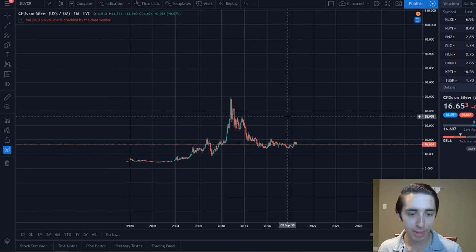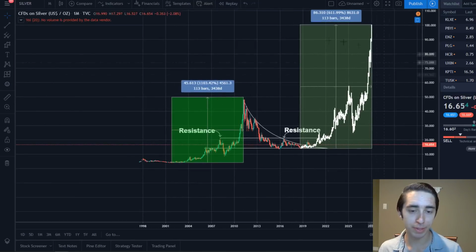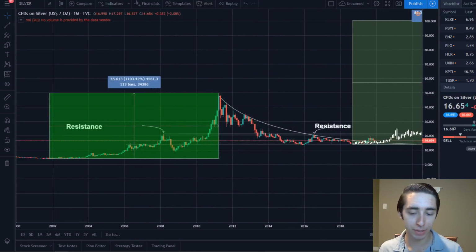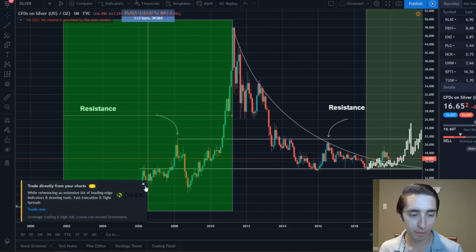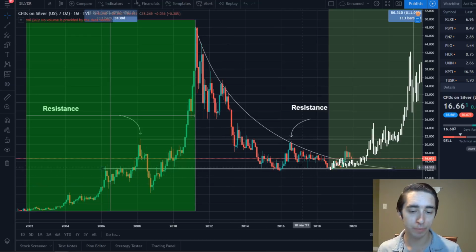So let's go ahead and take a look here at price. There's a few key things that I want to focus on. Don't worry about this right side of the chart just yet. We'll take a look at it in just a moment. But if we take a look down here, we can see a very key set of principles that silver has actually been playing out so far. And that is previous resistance becomes support.